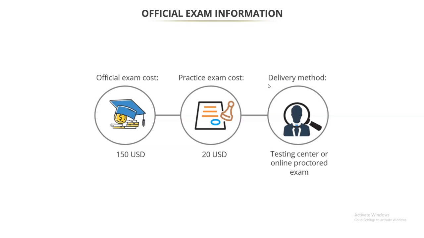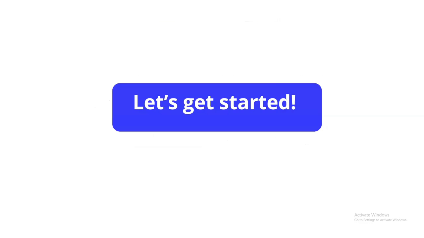Official exam cost is going to be around $150 US dollars. The practice exam cost is going to be around USD 20. So you can always appear for the practice exam to understand your preparation before moving ahead with the main exam. For the delivery method, you can either appear for the exam in a testing center, the Prometric testing center, or you can go for an online proctored exam from any location as well.